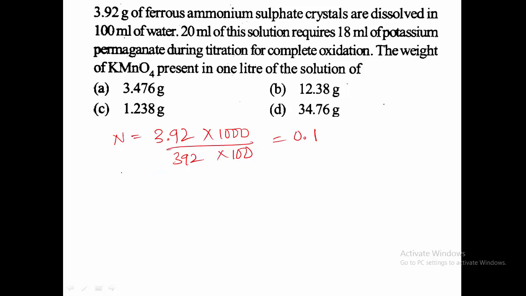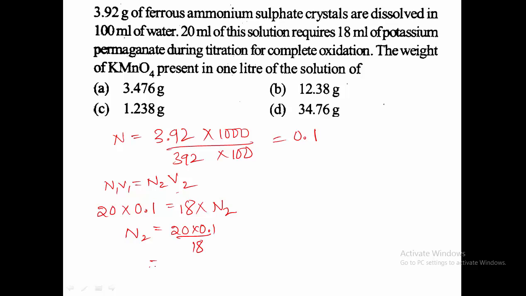Okay. Next, here use the formula N1V1 is equal to N2V2. So V1, 20 ml ತಗೊಂಡಾಗ ನಾರ್ಮ್ಯಾಲಿಟಿ ಎಷ್ಟದ? FAS ಅದ 0.1 is equal to ಎಷ್ಟು ಪೊಟ್ಯಾಷಿಯಂ ಪರ್ಮಾಂಗನೇಟ್ ಬೇಕಾಗತ್ತೆ ರೀ? V2 18 ml into normality of potassium permanganate is N2. ಅದು ಕ್ಯಾಲ್ಕುಲೇಟ್ ಮಾಡಬೇಕು. So here normality, how much you will get? 20 into 0.1 divided by 18 is equal to 0.111. That is the normality of KMnO4 solution.